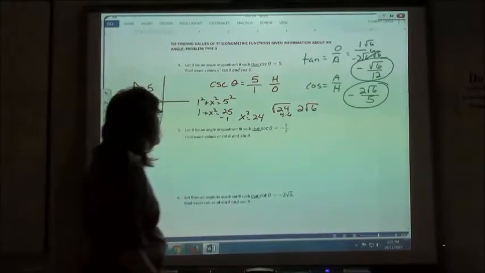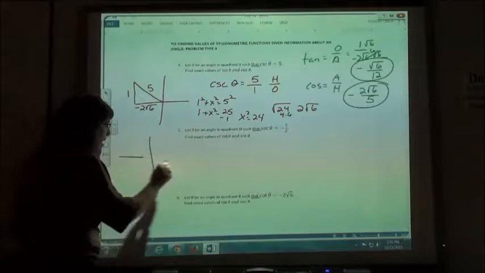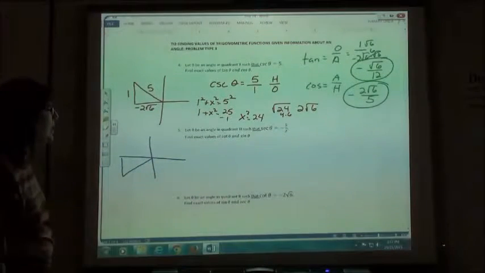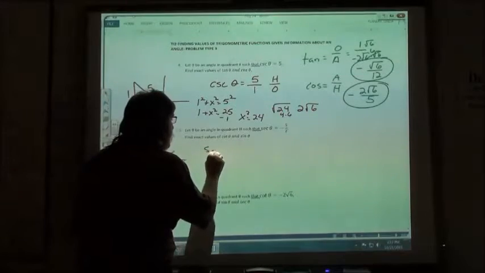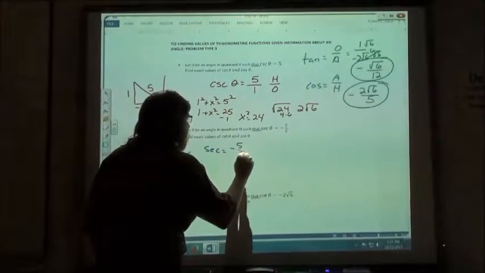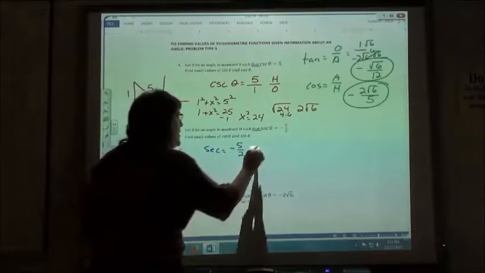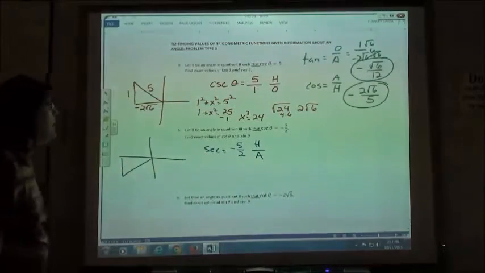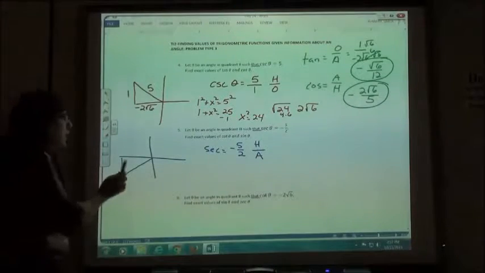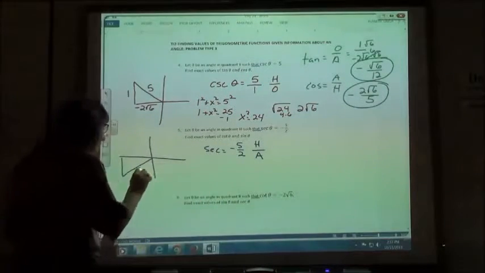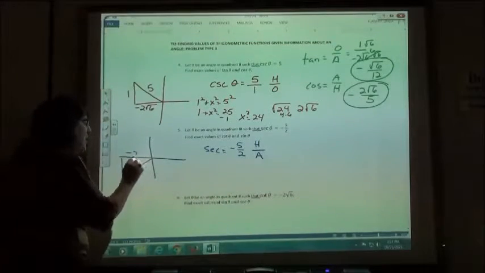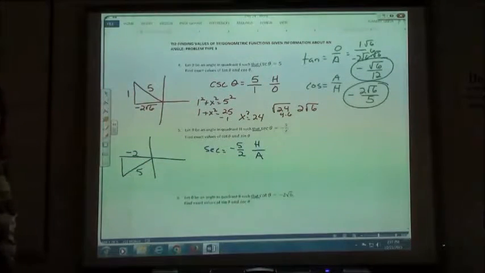Number 5, theta is going to be an angle in quadrant 3. So I'm going to draw my reference triangle here in quadrant 3. I know the secant is negative 5/2. Secant is hypotenuse over adjacent. And so my hypotenuse is always a positive number. So my hypotenuse is 5, the adjacent side is going to be negative 2, and you can see that the adjacent side is going in the negative direction, so that would make sense.